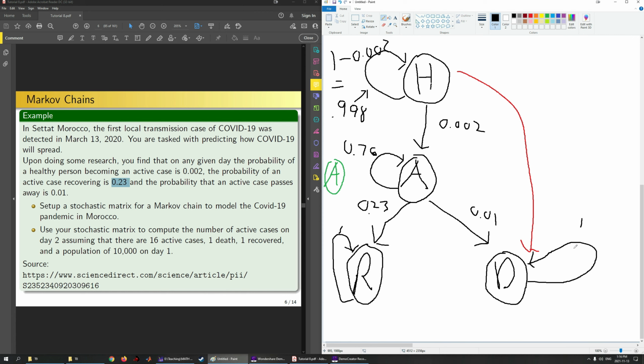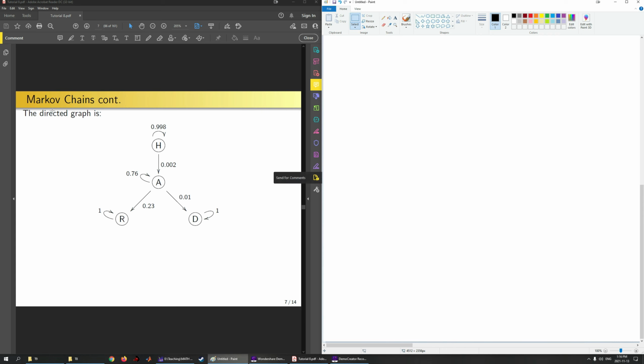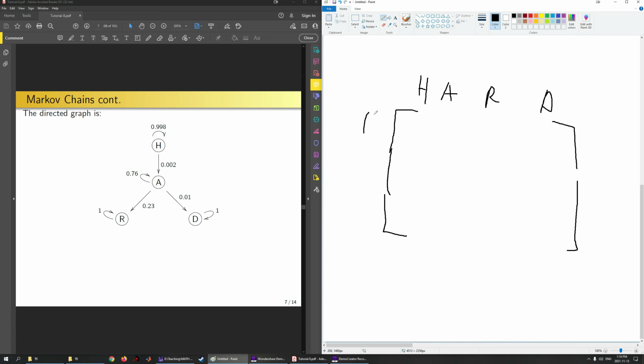So this is kind of my directed graph version of what's happening here. So if I just draw it up here, that's this picture. So beyond here, I want to convert from a directed graph into a stochastic matrix. So I know my matrix is going to be something like this. Okay, so I'm going to label the columns healthy, active case, recovered, and dead, and the same thing here.